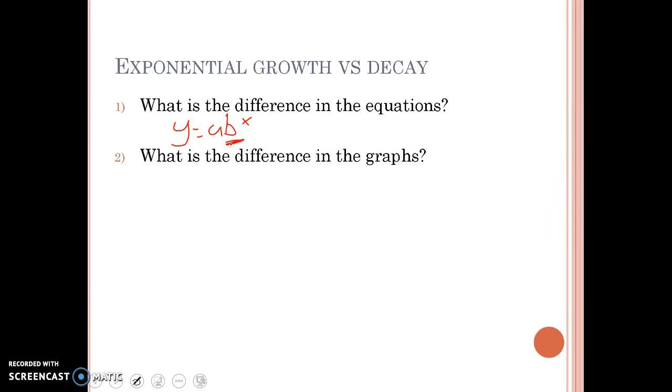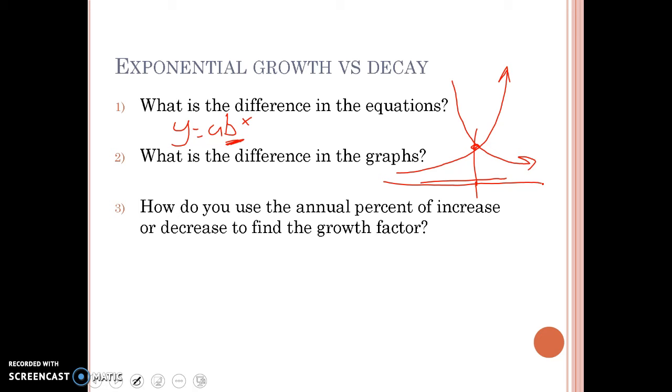What is the difference in their graphs? Well, both of them start out at a certain point, but if it's exponential growth, it shoots up. If it's exponential decay, it shoots down. Both of them do not go below 0. It's impossible for it to be anything negative unless it starts off as negative. But that's the difference in what their graphs are going to look like. We're going to talk more about that in our next lesson.